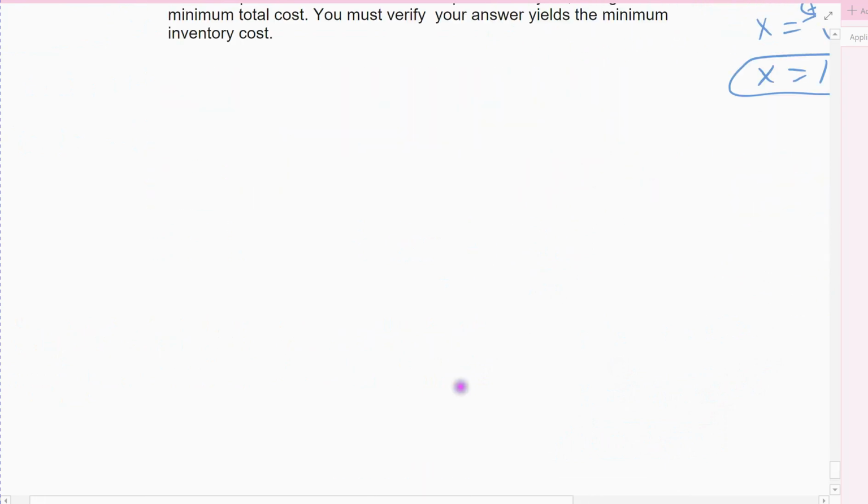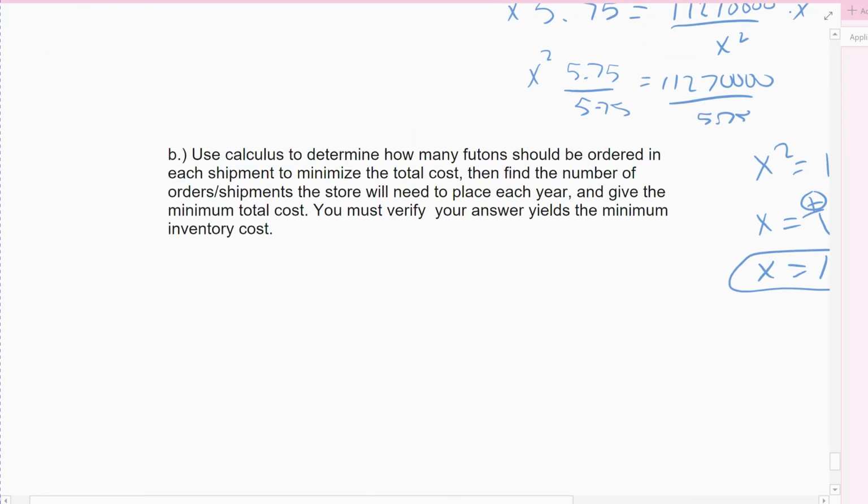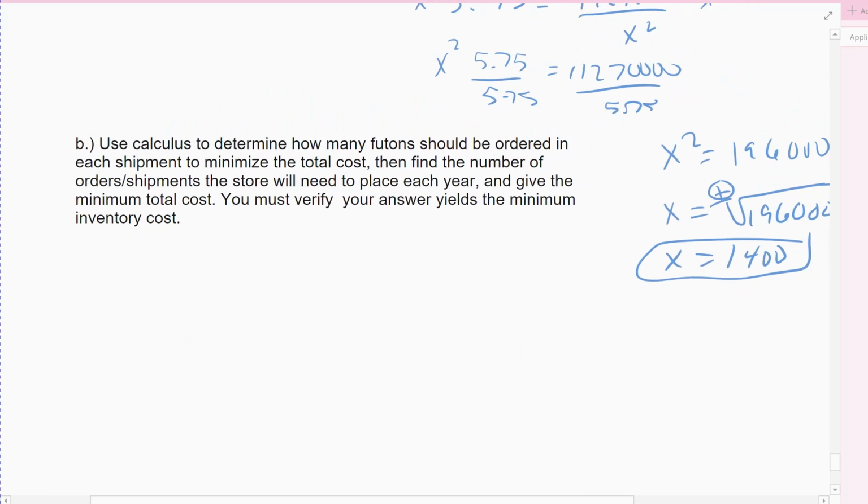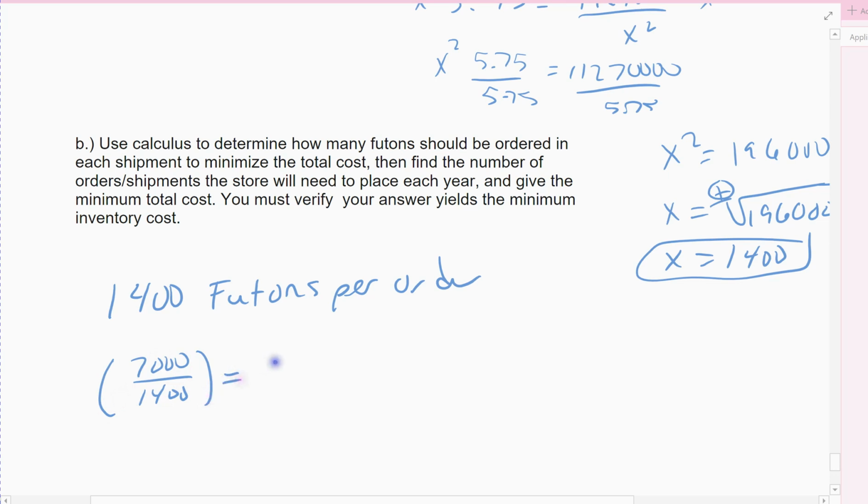Alright, so my answers, my x values, so we'd want to have the number of photons per order. We want 1,400 photons per order. Number of orders, well, the number of orders, you take your total, 7,000. We're going to ship 1,400 at a time, and so that comes out 5. And so we're going to place 5 orders per year.